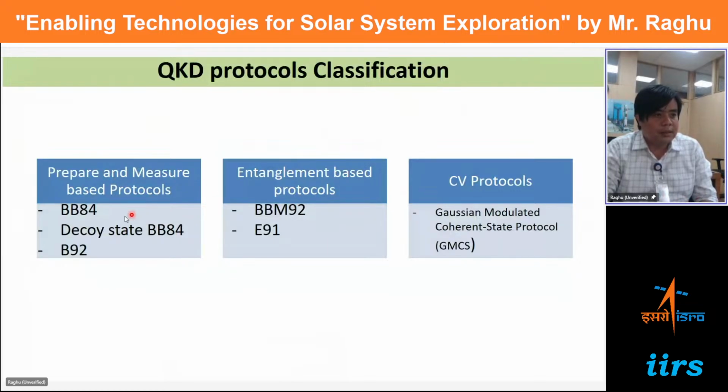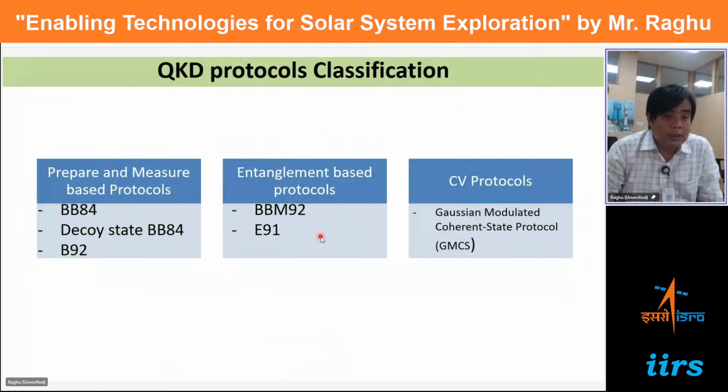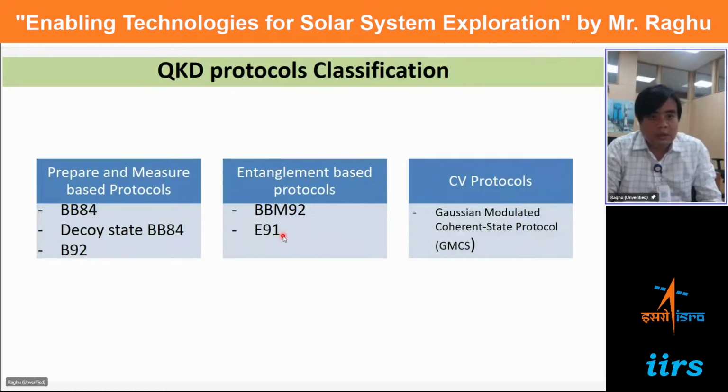One is prepare and measure. There is the BB84 protocol, by Bennett and Brassard in 1984. Another is the decoy state, and the B92, introduced by Bennett in 1992. The entanglement-based protocols are BBM92, by Bennett, Brassard, and Mermin, introduced in 1992, and E91, by Ekert, introduced in 1991.